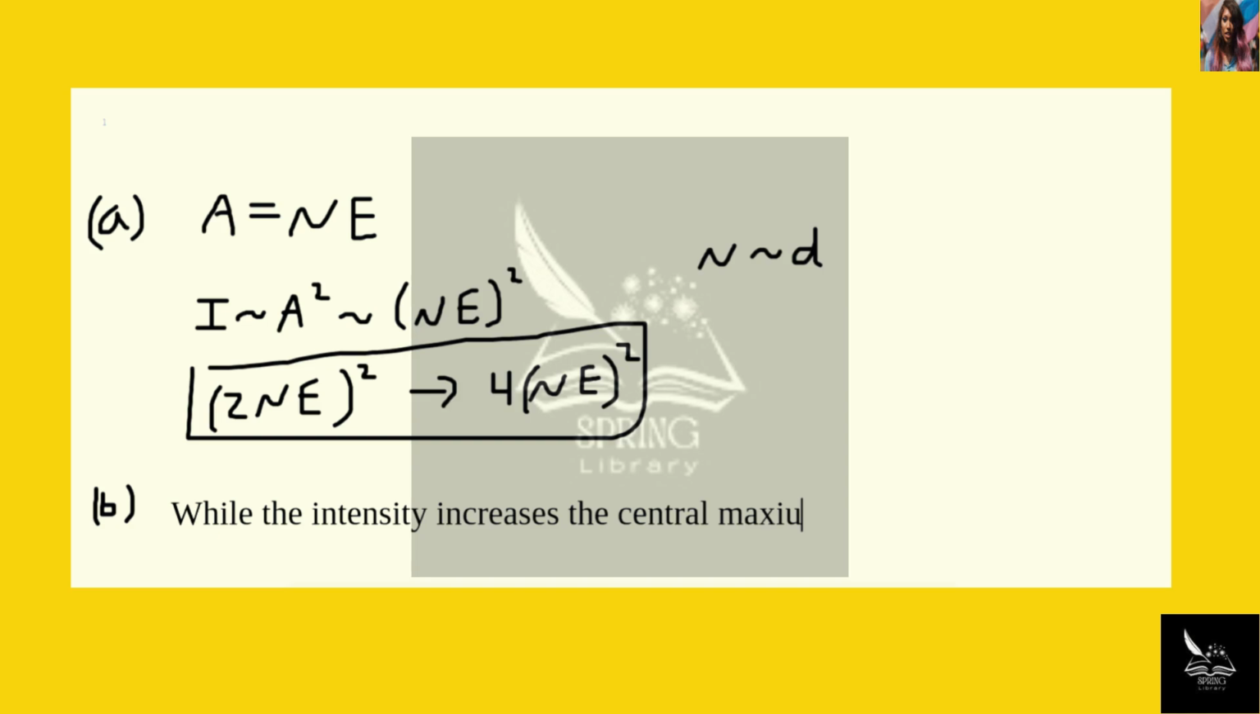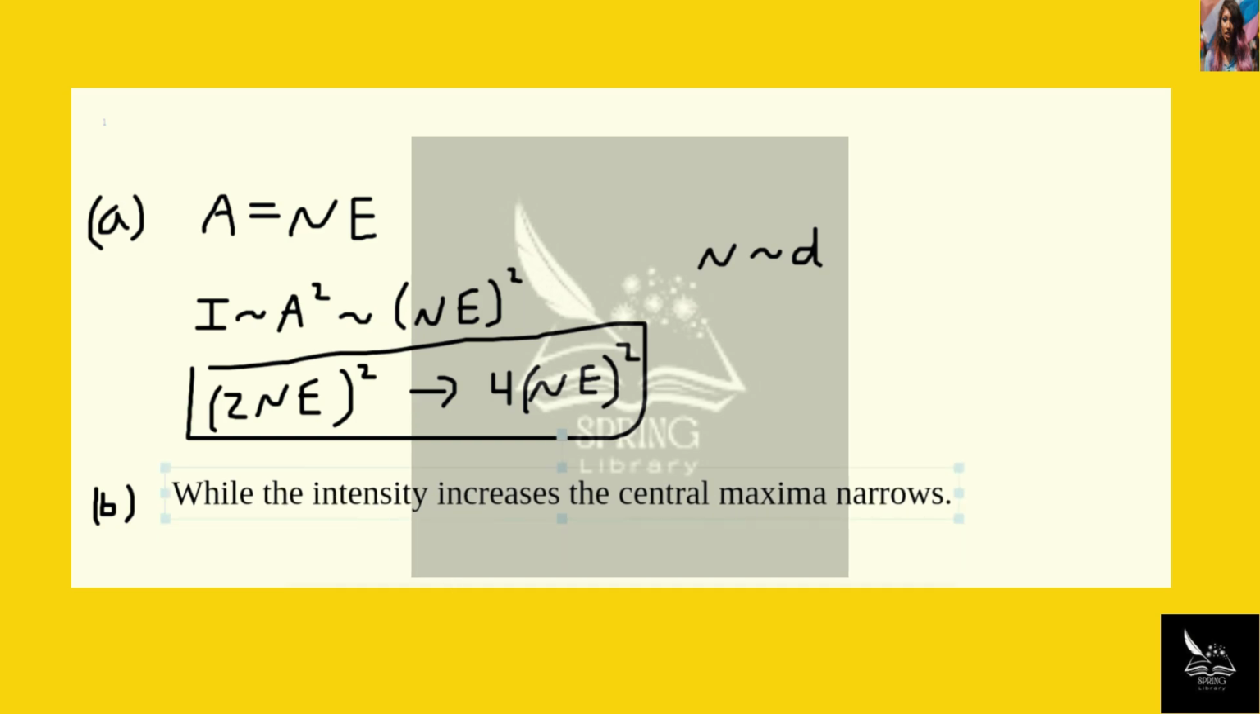We can say, while the intensity increases, the central maxima narrows. Okay, well, how can we show this? Well, it's because the sine of the angle of diffraction, theta, is equal to lambda over d. So you increase d, then that central maxima is going to narrow.